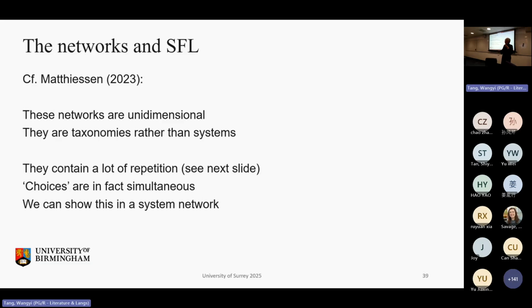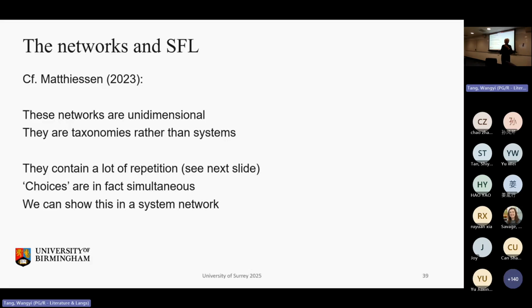Now, systemic functional linguistics was a big inspiration for showing the networks like that, but systemicists would hate it, of course. And Matheson, again, in his 2023 book, thank goodness he published his book in 2023. It was so helpful to me when I was just starting this. It was tremendous. He wasn't talking about these networks that I've just showed you, but he was talking about similar things. He said the problem with them is that they are unidimensional and that they are taxonomies, they are not systems. So although I was using the notion of system as inspiration for that work, actually what I've produced are taxonomies rather than systems. So they are categories of the ways of expressing things.